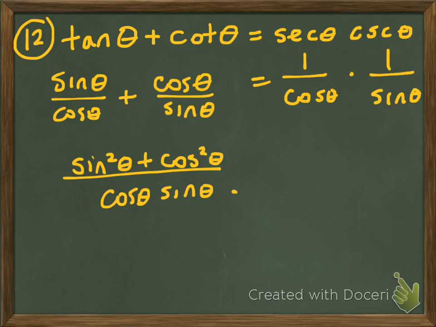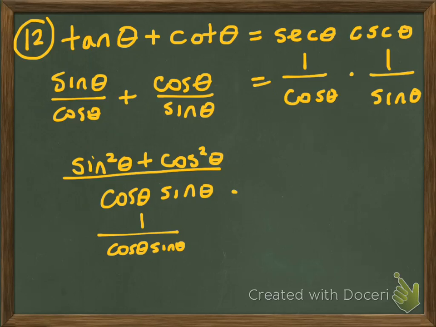There's something you should notice. Sine and cosine. The numerator is just 1. You with me? Wait, say that again? What is sine squared plus cosine squared? Oh. 1. So it's 1 over cosine theta sine theta. So it's the same thing.